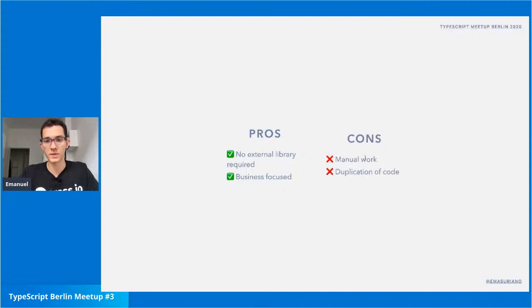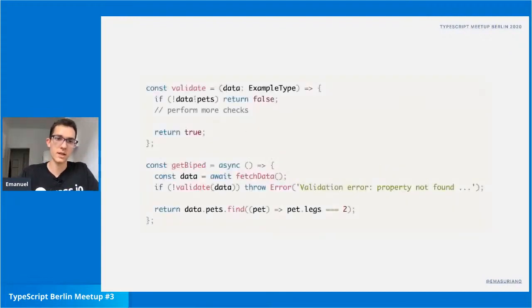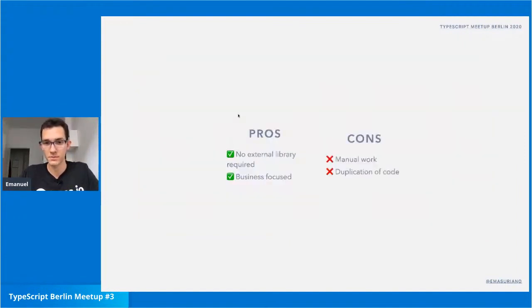But the cons are, first of all, that it's manual work. They're handmade written functions, so you need to take care of that. The second is that you're duplicating code, because inside your example type, in your definition type, there is a pets array that is going to have name and legs. And here you're saying, okay, data has a pet. Actually here we are not even checking for name and legs, in case we want to be really strict. So I would say the more you validate your structure, the more you're going to repeat yourself. And as we know, that's pretty bad.